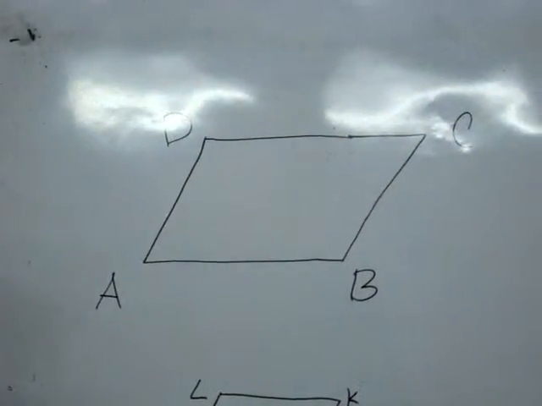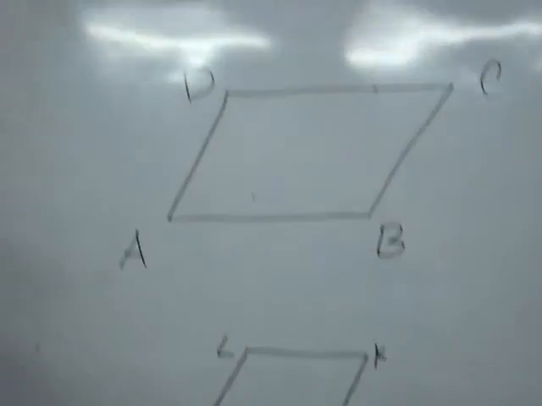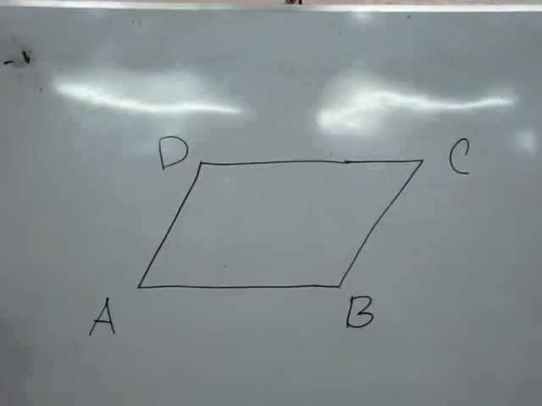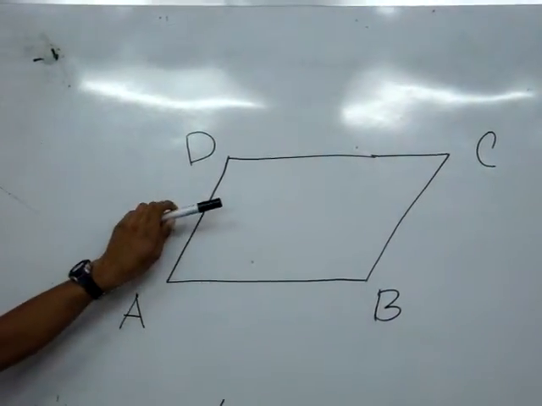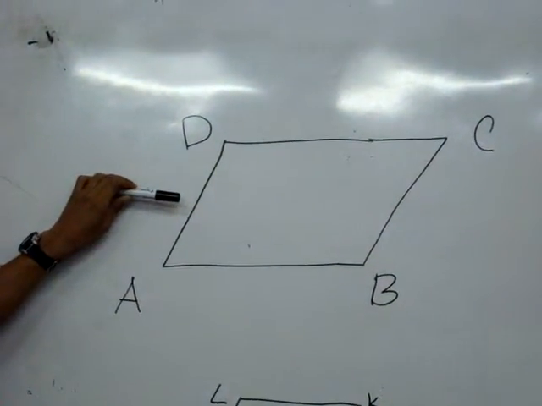Types of quadrilateral and their properties. A parallelogram is a quadrilateral in which both pairs of opposite sides are parallel. Quadrilateral ABCD above is a parallelogram. Both pairs of opposite sides are parallel.